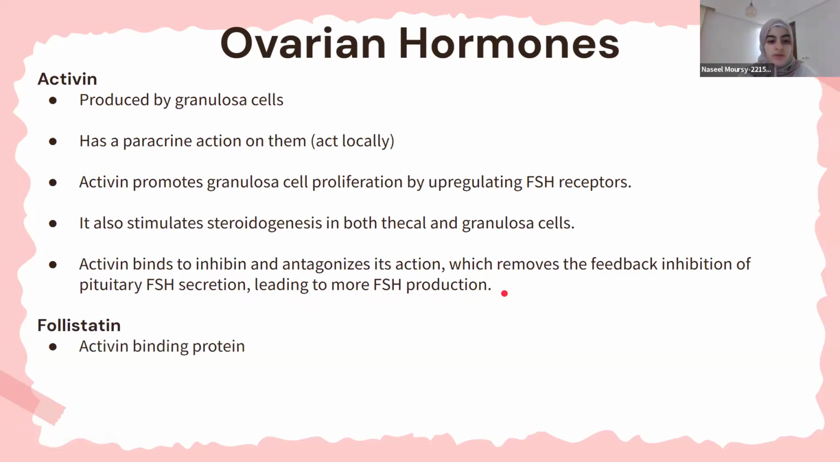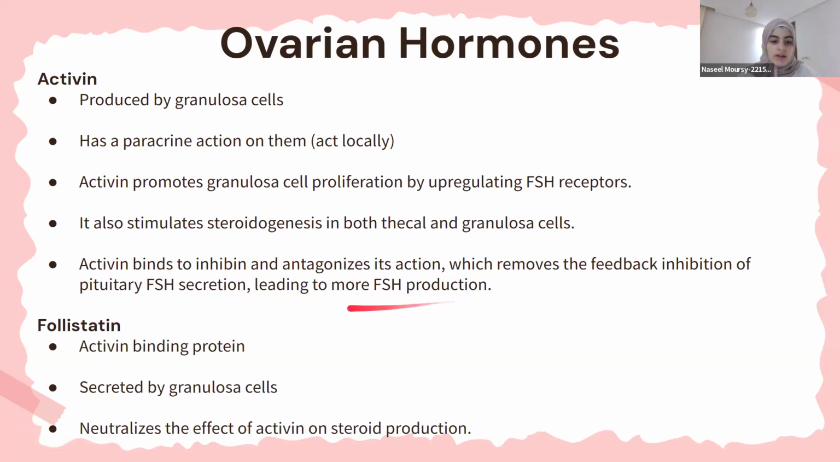Follistatin, finally, is the activin binding protein. It's secreted by the granulosa cells as well, and it neutralizes the effect of activin on steroid production. Because from the name it's an activin binding protein, that means it inhibits activin from acting on the granulosa cells. So activin inhibits inhibin, and follistatin inhibits activin. Okay.